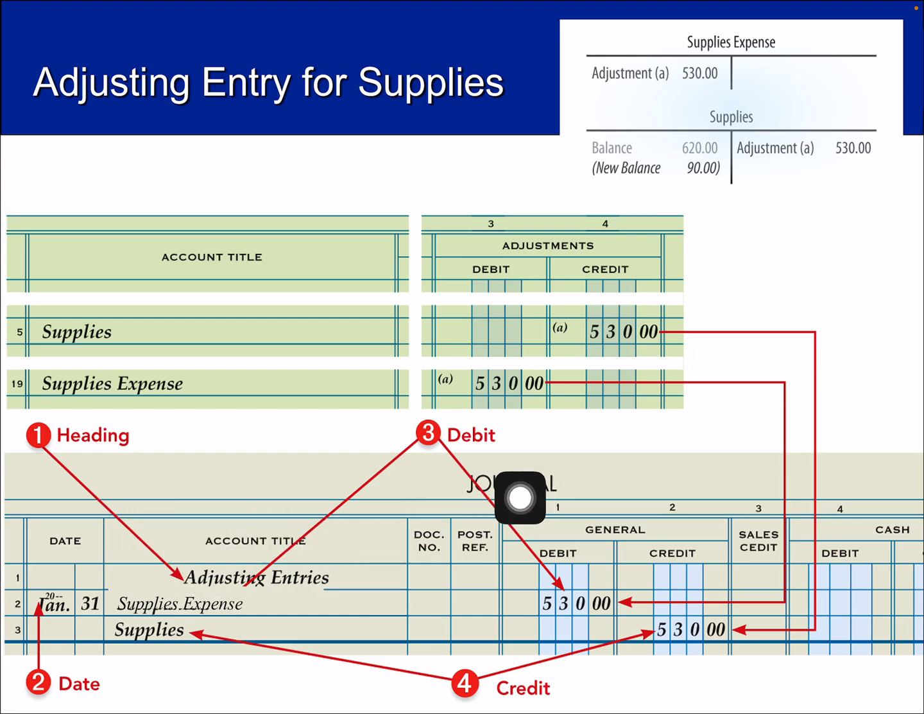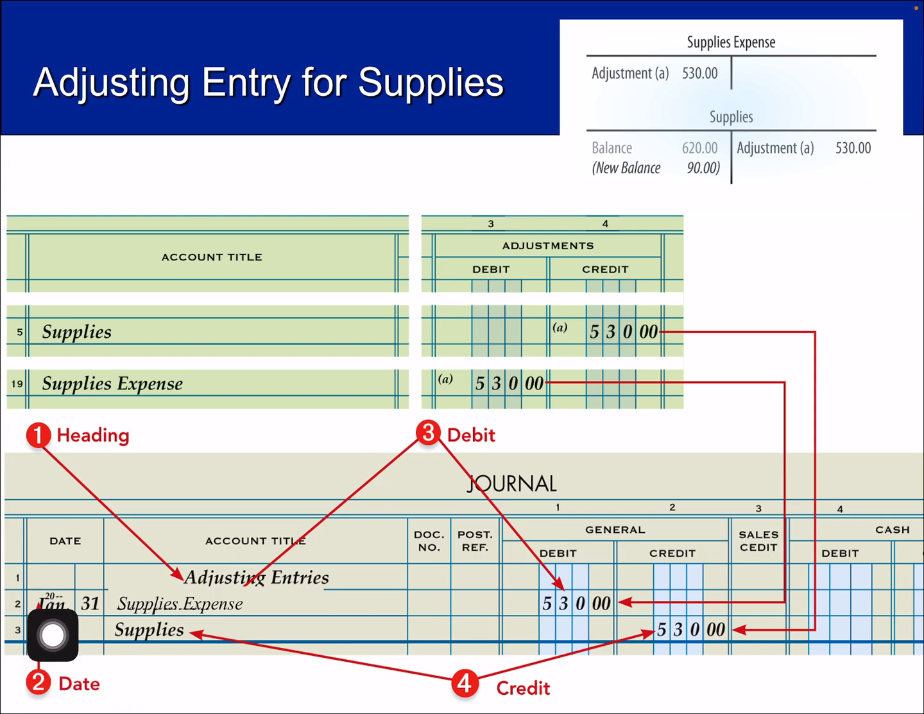Now we're in our journal. We're going to write the heading. It's going to be centered. We're going to write the words adjusting entries. Like I told you before, everything that's entered in your journal must have a source document. For adjusting entries, it's a procedure you do at the end of the fiscal period. So instead of a source document, we have a heading that says adjusting entries, telling you what you're doing right there. Number 2 is we're going to write the date.